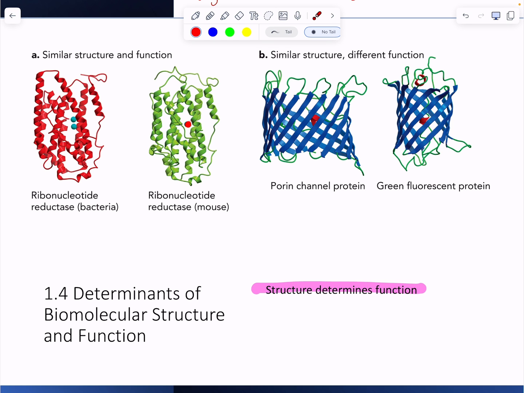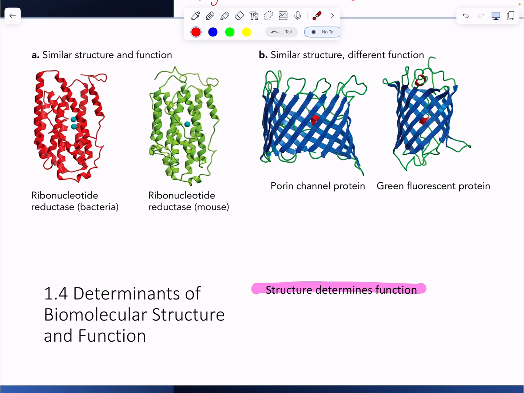And they have, this represents some metal ions. So one of them has two, but the other one has one. But overall, they look fairly the same. And you can tell from their names, ribonucleotide reductase, that they perform a similar function. With enzymes, the name is going to tell you what the molecule does function-wise. So similar structure gives me similar function.